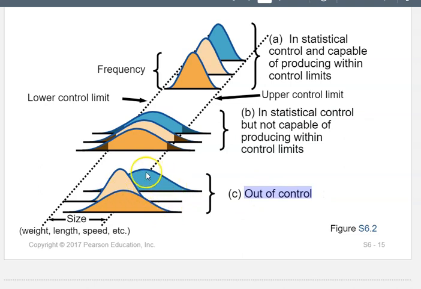Not only are the shapes not the same, but also they're out of the control limits, and they create different shapes and have complexity. So these two are not what we want. This is what we want. We want the system to be completely in control.